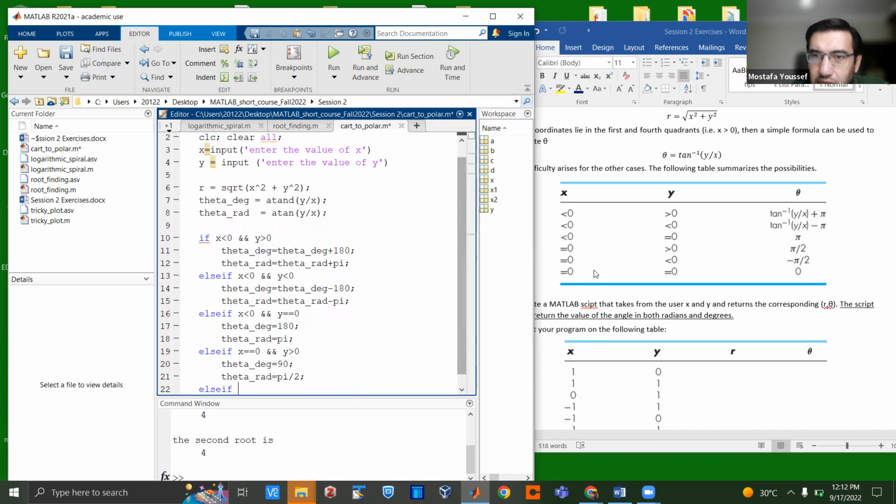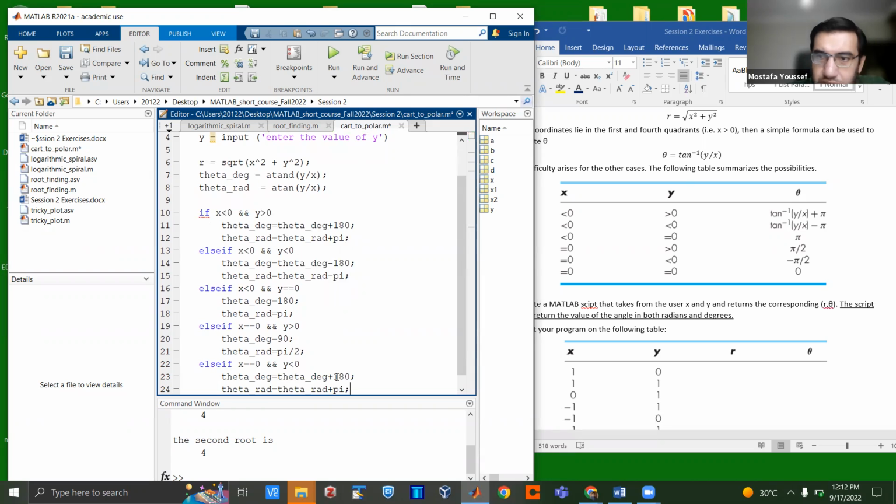Then finally, or actually the case before, so 1, 2, 3, 4, the case number 5: if x is 0 and y is less than 0, then what are the possibilities?